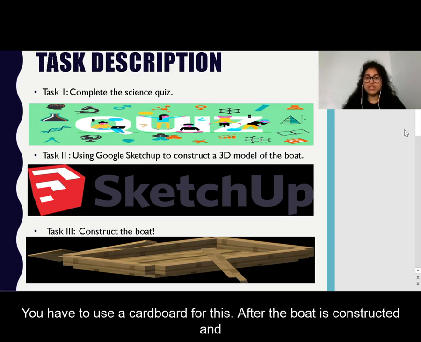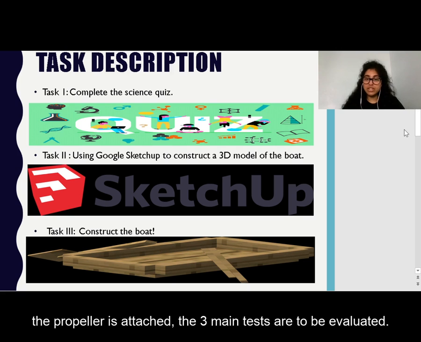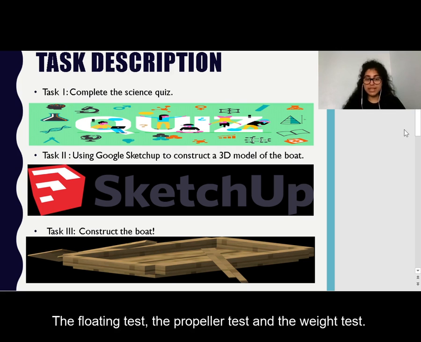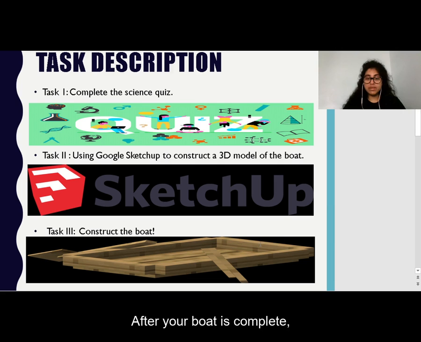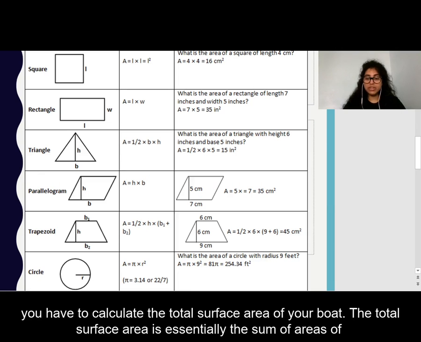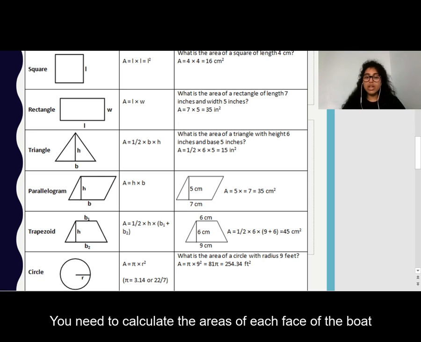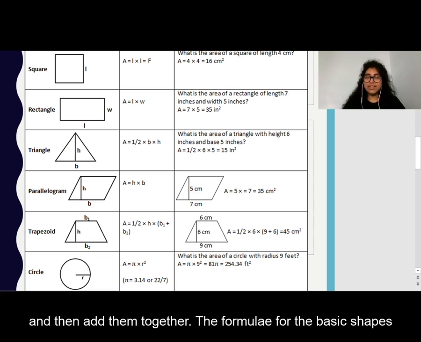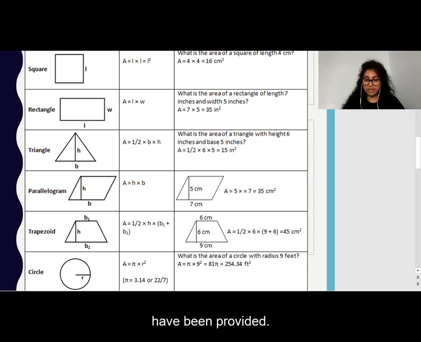After the boat is constructed and the propeller is attached, the 3 main tests are to be evaluated: the floating test, the propeller test, and the weight test. After your boat is complete, you have to calculate the total surface area of your boat. The total surface area is essentially the sum of the areas of all the faces of the boat. You need to calculate the areas of each face of the boat and then add them together. The formulae for the basic shapes are provided.